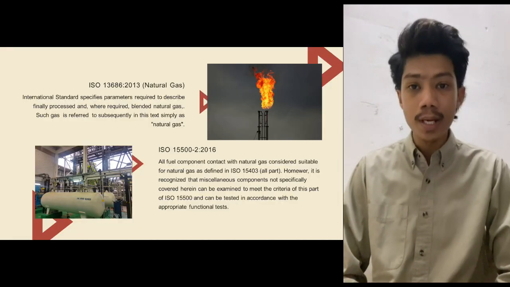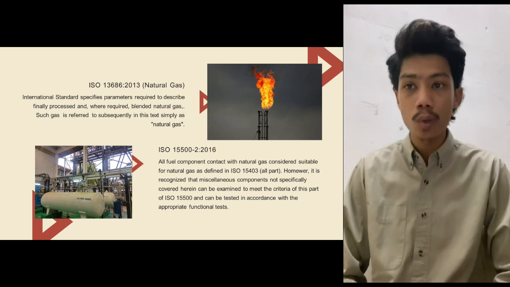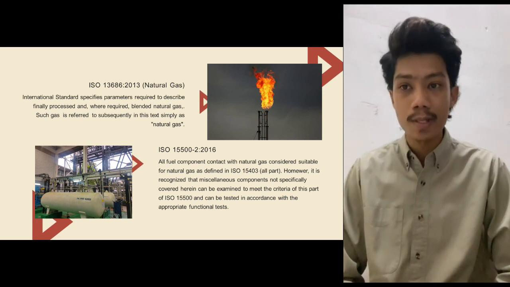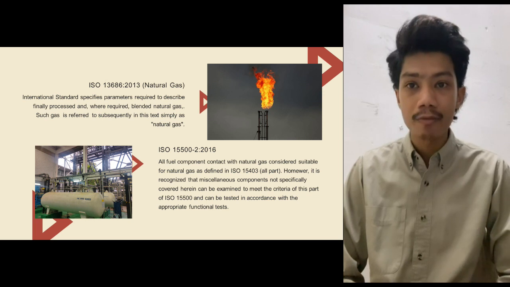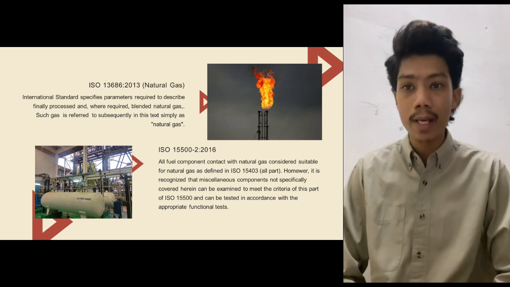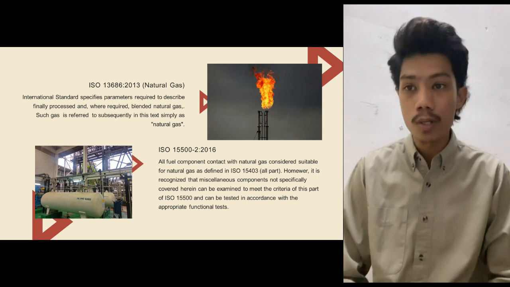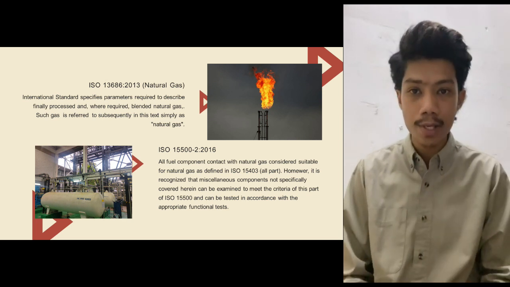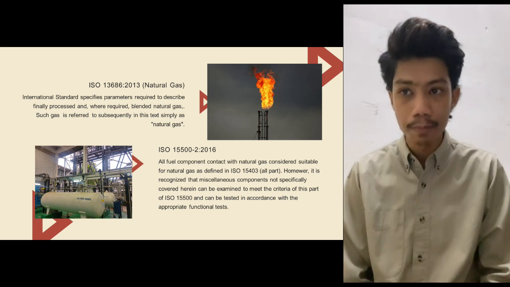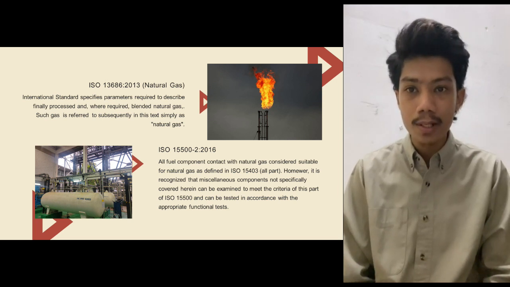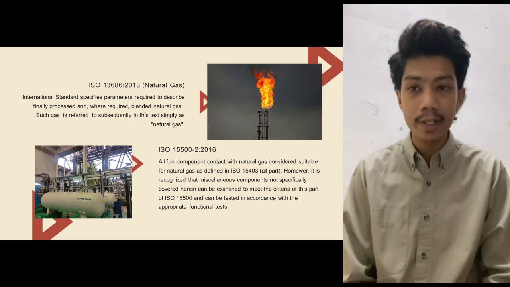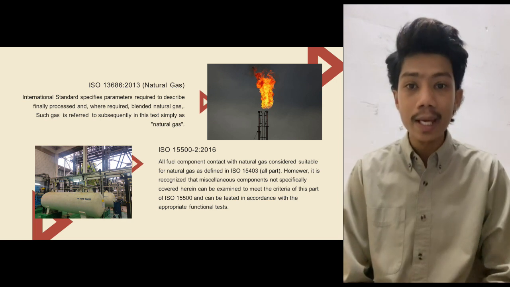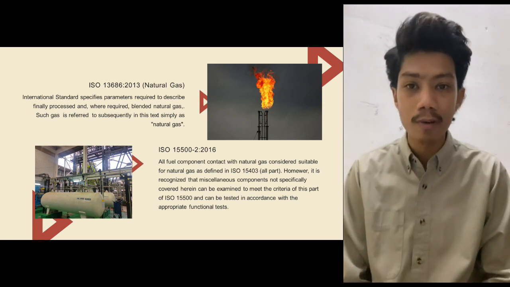There are two standards used in gas technologies, which are ISO 13686:2013 for natural gas. This international standard specifies parameters required to describe finally processed and, where required, blended natural gas. And ISO 15500:2016. All fuel components in contact with natural gas are considered suitable for natural gas as defined in ISO 15403. However, it is recognized that miscellaneous components not specifically covered herein can be examined to meet the criteria of this part of ISO 15500 and can be tested in accordance with the appropriate function test.